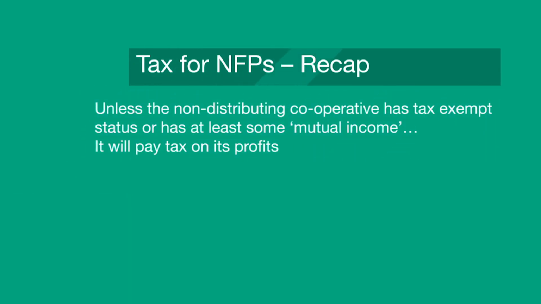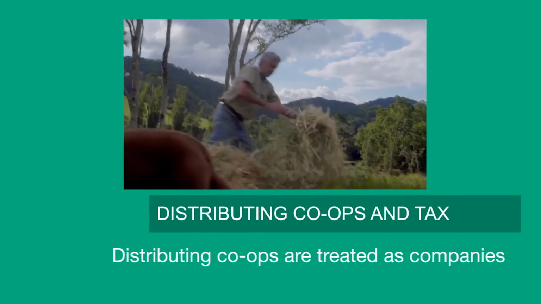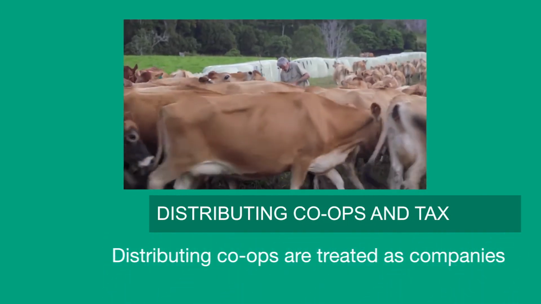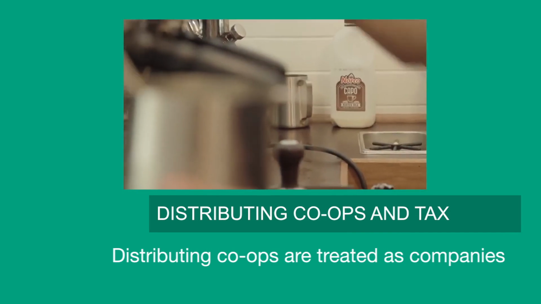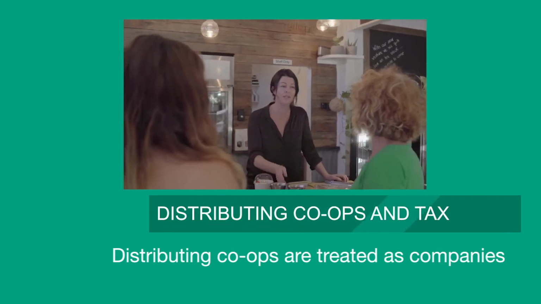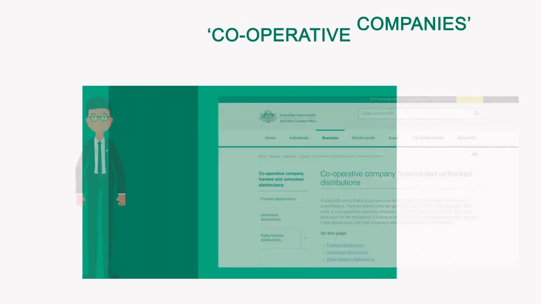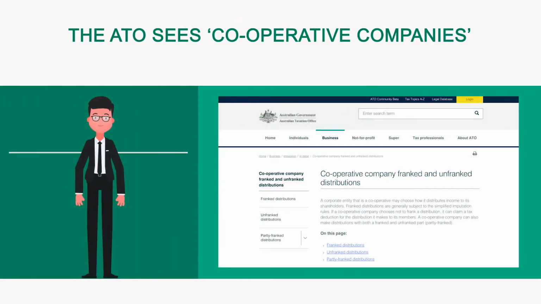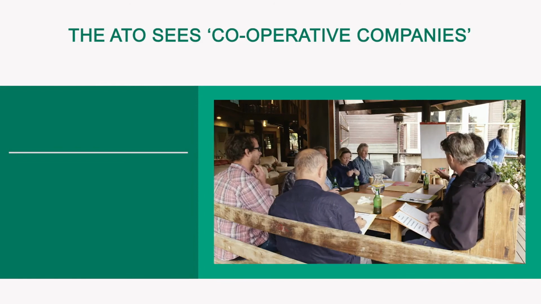So what about tax and for-profit distributing co-ops? Distributing co-ops are treated like companies. Both are corporations and pay tax on assessable income at the same rate. But this could get confusing, so stick with me here. Australian tax law does not distinguish between companies and cooperatives. Instead, the Tax Act makes special rules for cooperative companies.